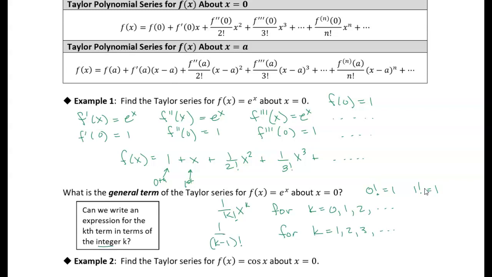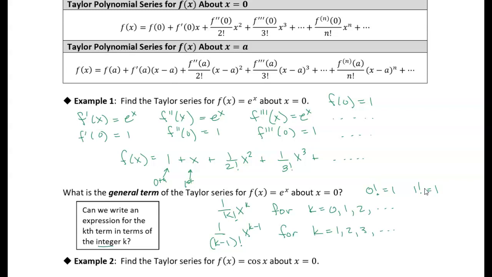Now don't forget the parentheses, because if you leave out the parentheses, it looks like k minus 1 factorial, where the factorial is just applied to the 1. If you want a factorial applied to the whole thing, you have to put parentheses around it. And then we'd have x to the k minus 1. That way, when we put in 1, we get 1 over 0 factorial times x to the 0, which is the 1, right, the first term.